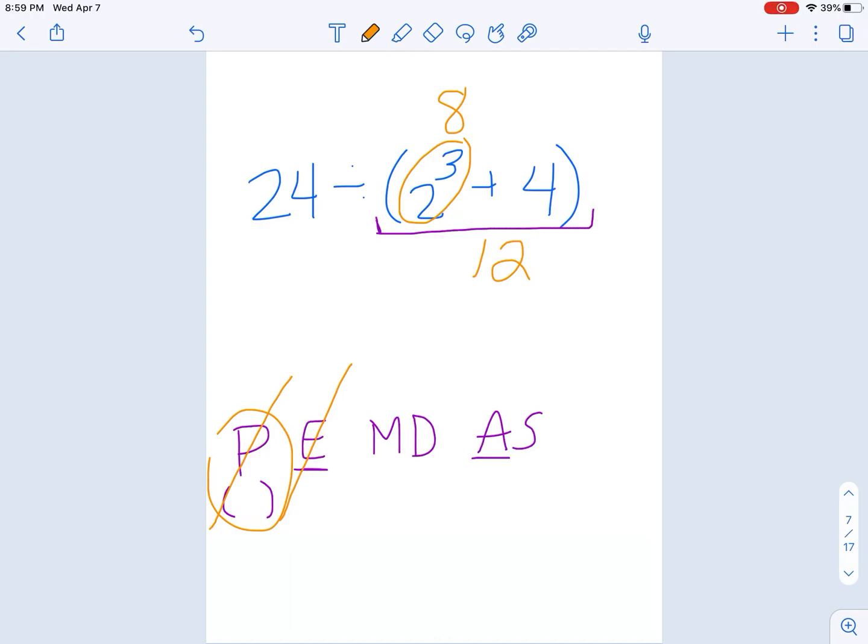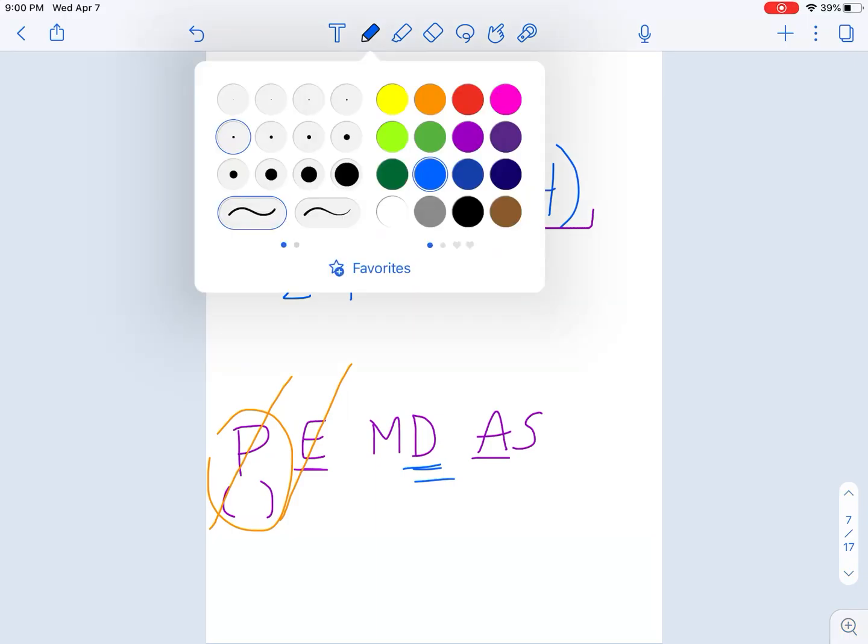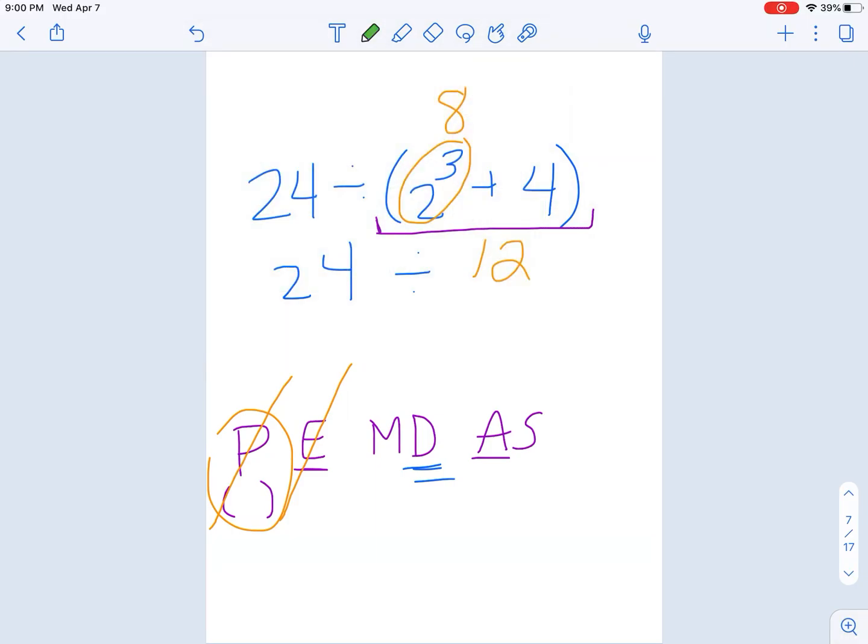What do I have left? Why don't I write the 24 divided by part again, just so we can see it better. I only have some division left. So that's going to be the next part that I'm going to do. So I have 24 divided by 12, which makes 2.